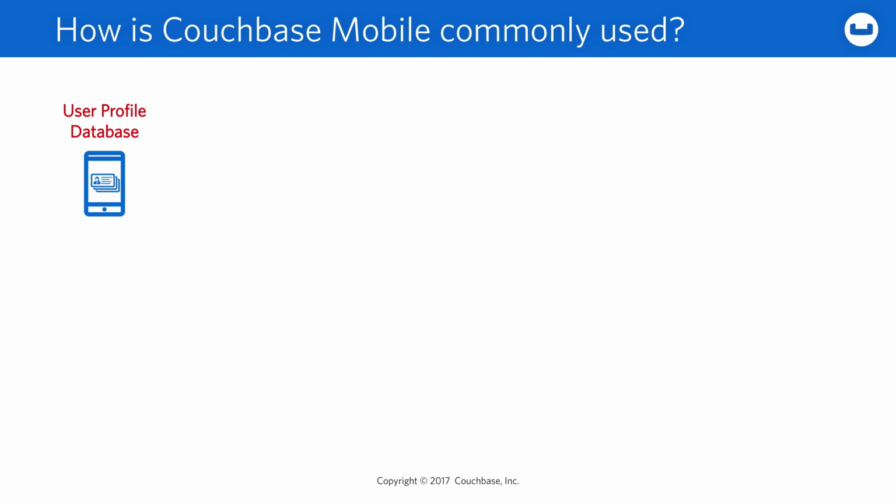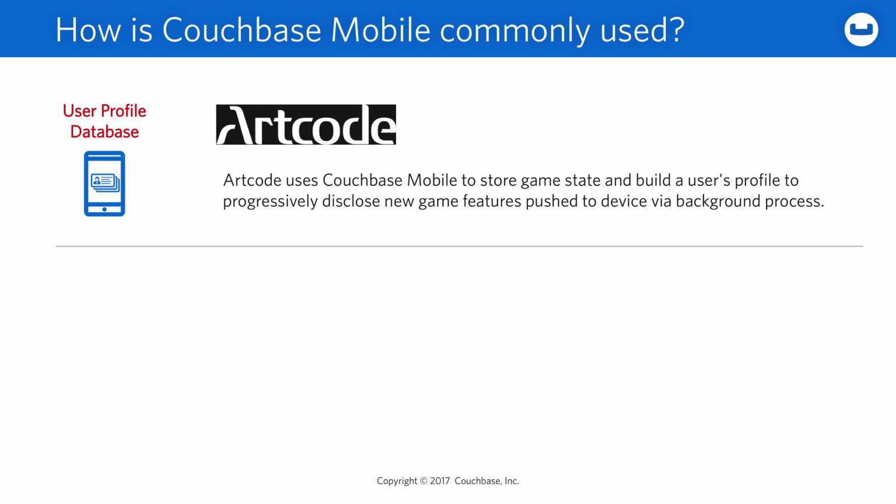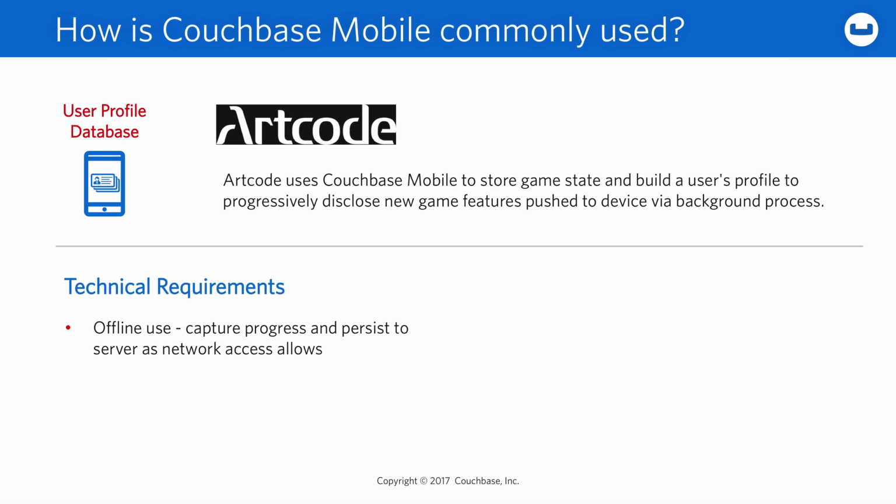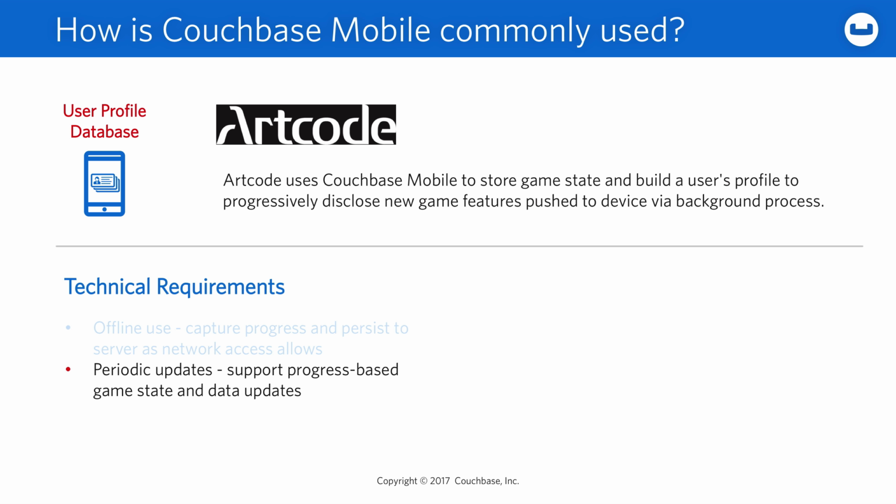First, let's consider the idea of a user profile database, because virtually any app must track the state of itself and its users. But there's no need to risk this core functionality on network availability. Artcode learned this. They needed their games to gather and use data regardless of network status, and to support periodic updates to overall game features.